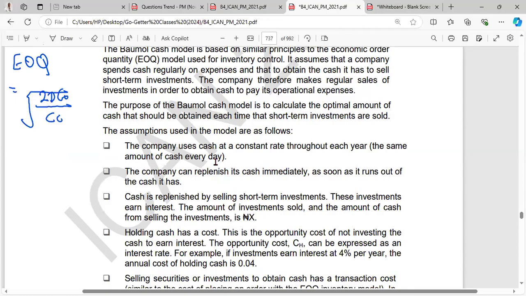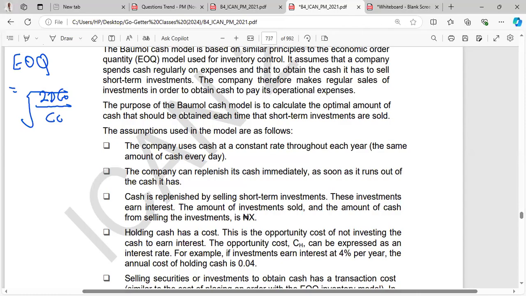The company uses cash at a constant rate throughout the year. That is one assumption. It means they use the same amount of cash every day on average. The company can replenish its cash immediately as soon as cash runs out, meaning that whenever they call for cash, it gets sorted almost immediately. Cash is replenished by selling short-term investments, which are earning interest and can be sold quickly.